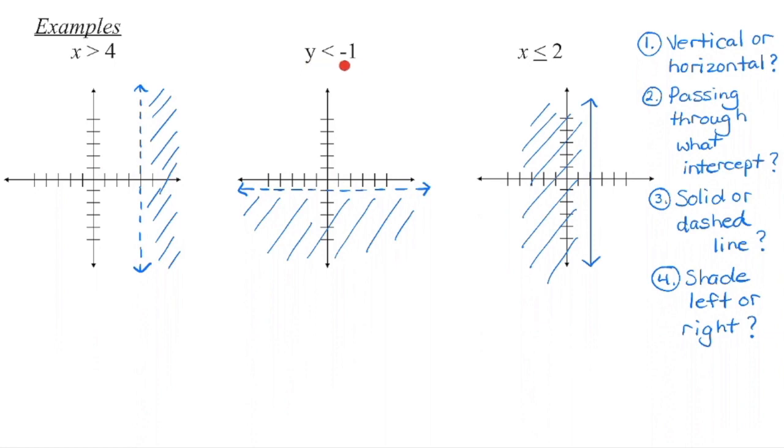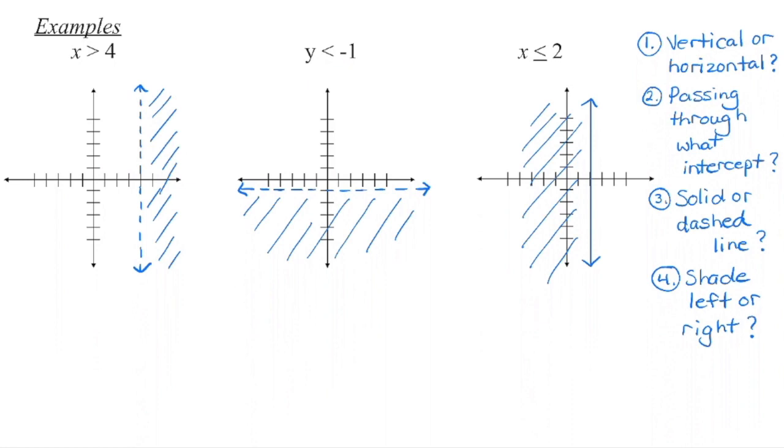y is less than -1. So y is a horizontal line crossing the y-axis at -1. We're not including any points on that line. We don't have that equal sign there. So we're going to shade below. Every point in this region will have a y-coordinate that is less than -1.